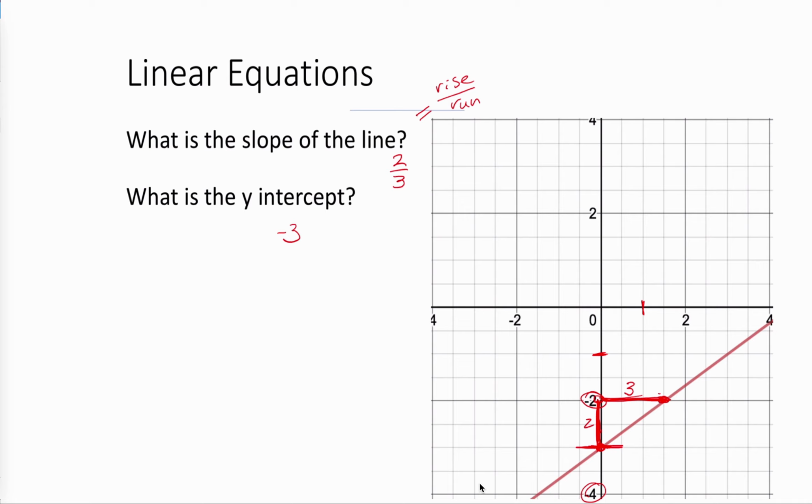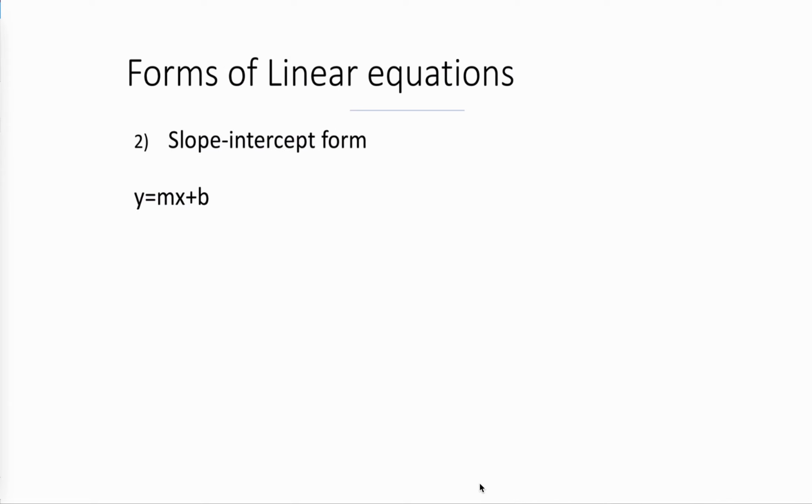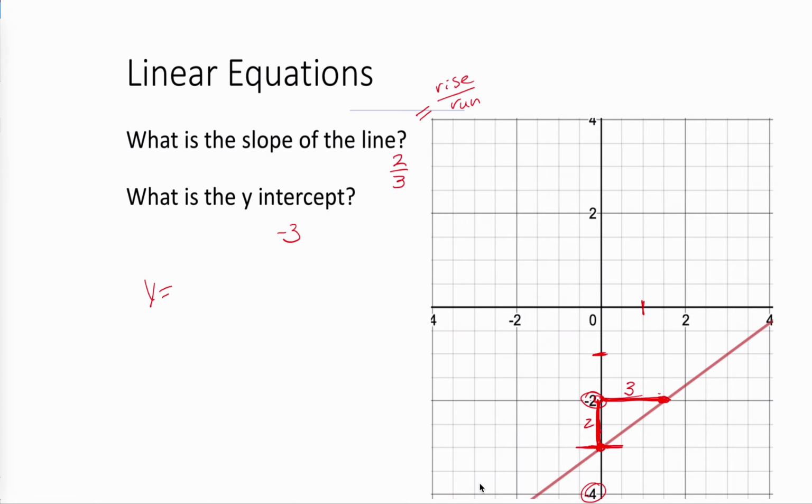So we get the slope of the line and the y-intercept, which brings us to the form of a line that you are probably most familiar with, which is slope-intercept form, y equals mx plus b, where m is your slope and b is your y-intercept. So, using this example, the equation of this line would be y equals 2/3 x minus 3.